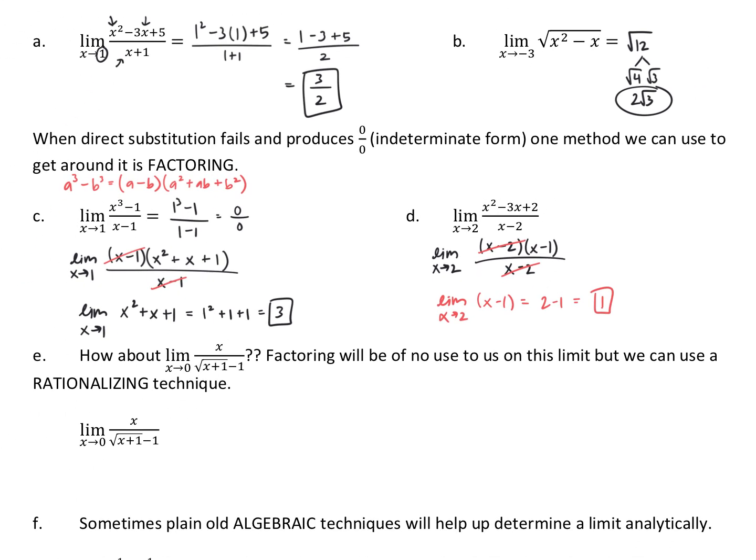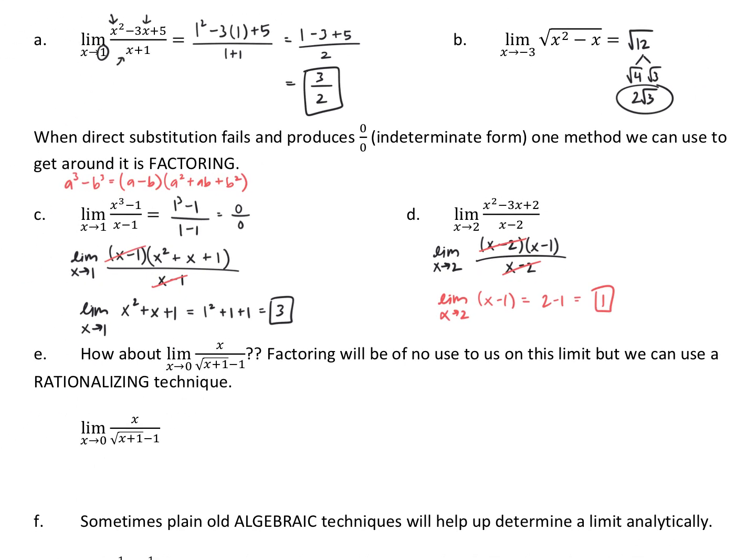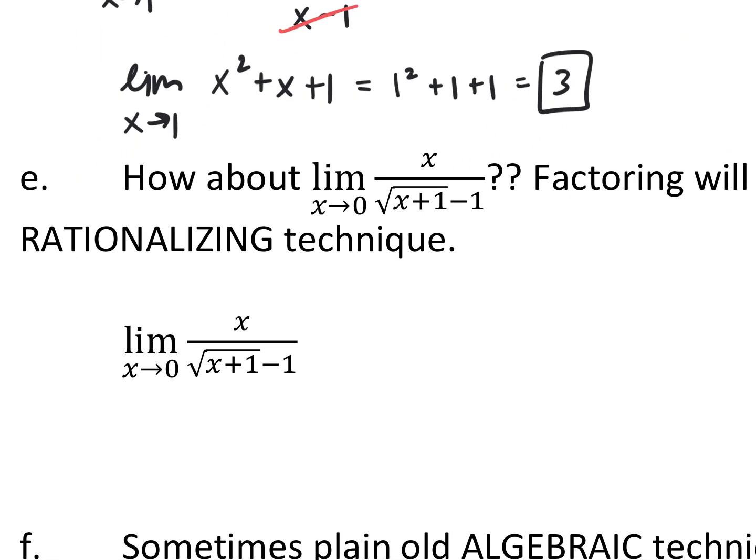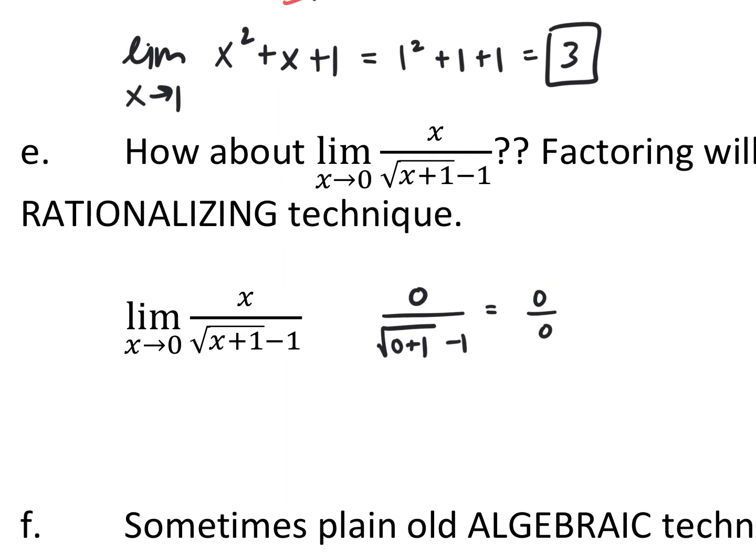The next technique is going to be rationalizing the denominator and allowing us to evaluate it at 0 without getting an indeterminate form. Because if I plug in 0 here, I get 0 over the square root of 0 plus 1 minus 1, which if I evaluate that, I get 0 over 0. So that means we cannot just use direct substitution. We have to do some sort of mathy thing, and that mathy thing is up to you to figure out. The mathy thing we're doing right now is rationalizing.